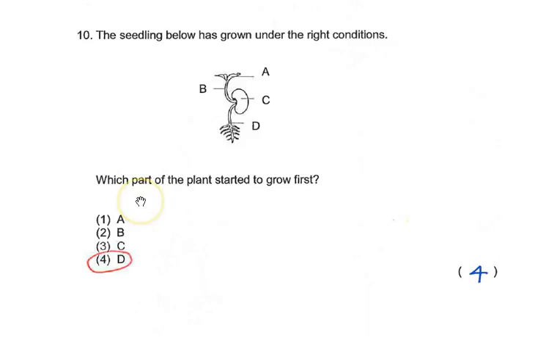This is straightforward. Which part of the plant started to grow? This is strictly knowledge. This one comes out first. This part is the root. It looks like a leaf from far, but it is the root going down this way. This is the shoot. Answer 4.